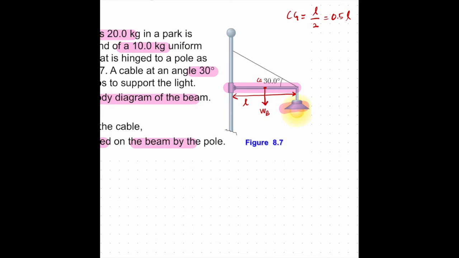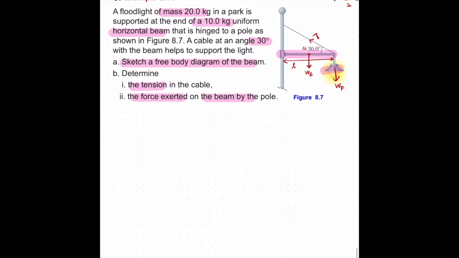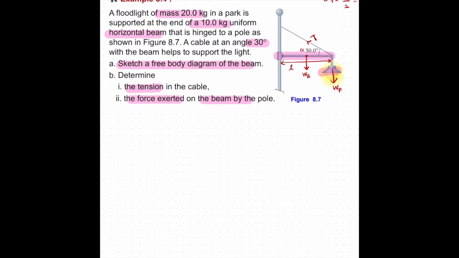Okay. Second, just sketch the forces that are acting on this beam. The next force is tension. Then we also have here the weight of the floodlight. After we sketch, then we draw the free body diagram. To draw the free body diagram, you need to draw the beam. And then at the center we have WB, and then here we have WF, and then we have tension here, which is T.